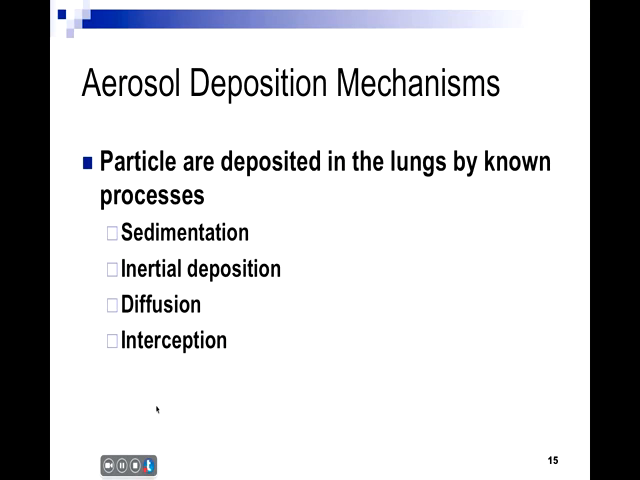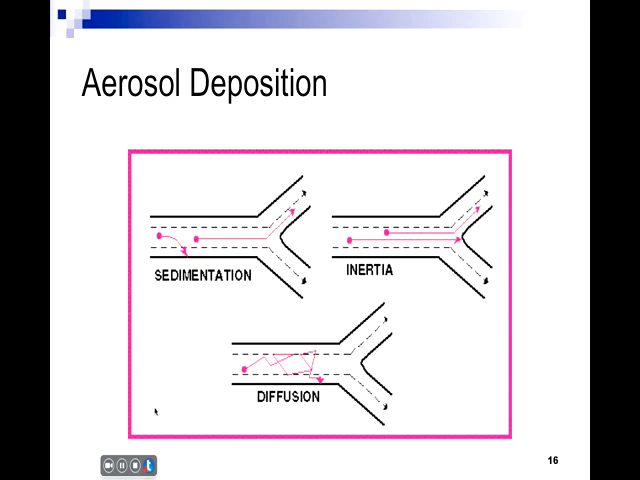Now, when aerosols are deposited in the lungs, they do it by a known process, and I want to talk about a couple of them: sedimentation, inertial deposition, diffusion, and interception. Sedimentation results from aerosol particles settling out by gravitational forces. And in parts of the respiratory tree, the heavier particles will settle out, the lighter particles will remain suspended in air. Sedimentation is going to be dependent upon air velocity.